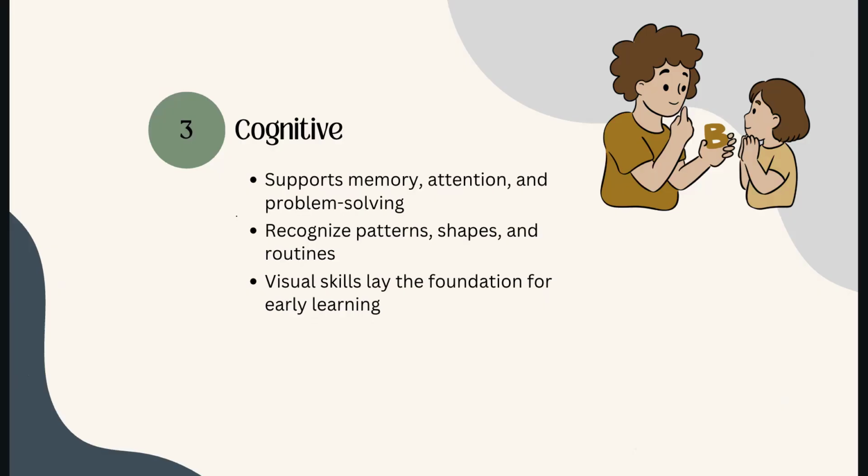As they grow, they learn to rely on vision to recognize patterns, shapes, and objects, which helps build memory, problem-solving skills, and an early understanding of the world. Supporting healthy vision and overall development supports a child's ability to learn, explore, and grow.